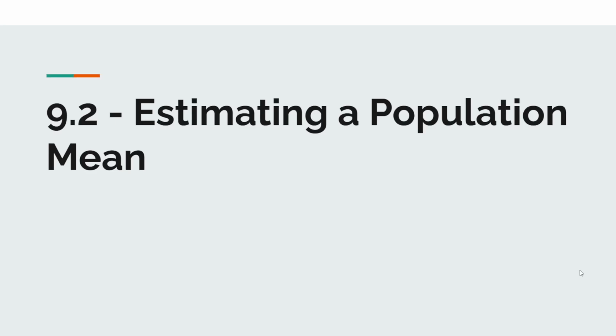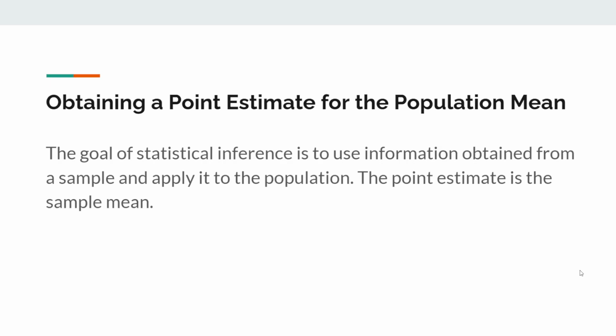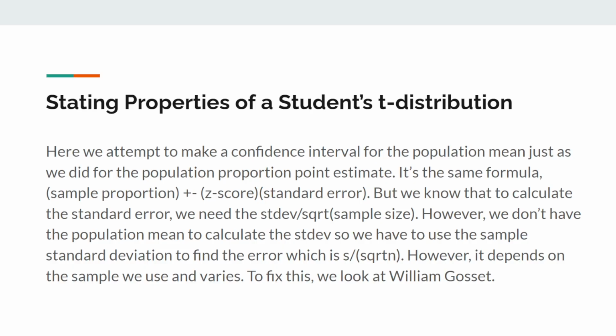9.2 Estimating a population mean. So first we have to obtain a point estimate, which is simply just a proportion. So favorable outcomes divided by number of trials. Stating properties of a student's t-distribution.